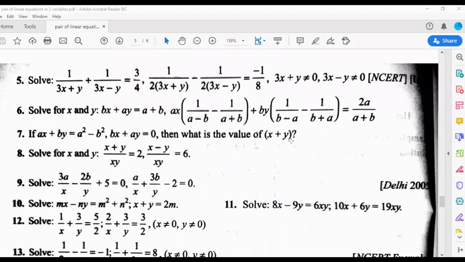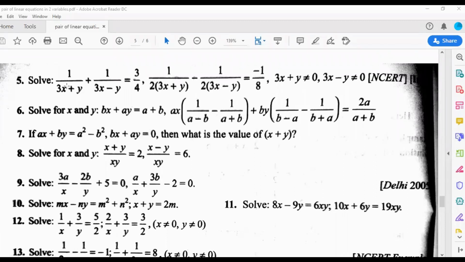So this set also you want to do, and the last set is a little bit difficult. In the last part of this chapter, we have studied some equations reducible to a pair of linear equations. How can we do the first one, the fifth question in this set? 1 by 3x plus y, you can choose as some variable name, p or q or a or b. Some names you can choose.